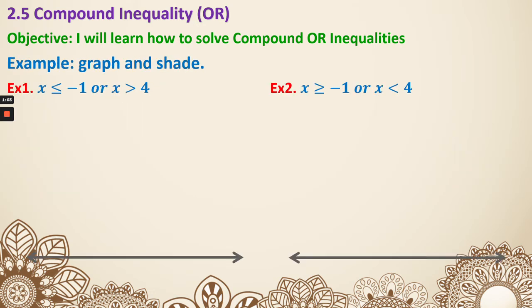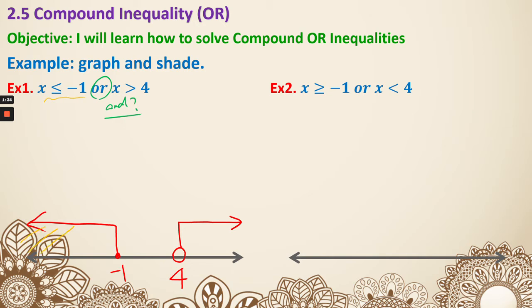Here's example 1. Let's graph them separately first. So x is less than or equal to negative 1 right here, pointing to the left, and then 4, open circle, pointing to the right. If I have the word and, that should give you no solution because apparently they're not overlapping. However, here's the word or. Let's start shading and see what's going to happen.